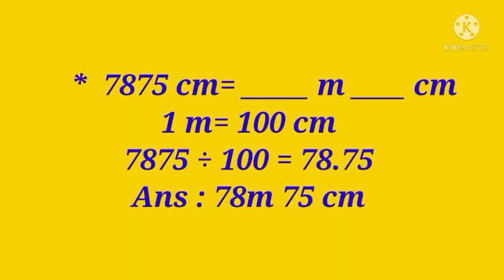7875 centimeter is equal to how many meters? Centimeter they are asking, isn't it? So 1 meter is equal to 100 centimeter. So how will you convert this? 7875 divided by 100. That is, you have to keep the decimal point after two numbers. So 78.75. So it is 78 meter and 75 centimeters.